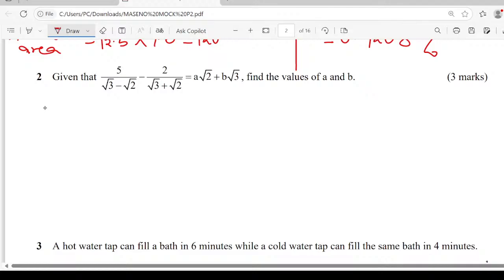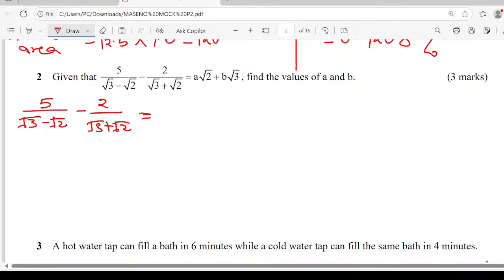We've been given 5 over root 3 minus root 2, then minus 2 all over root 3 plus root 2. If you look at these questions, this is like saying fractions. Okay, I'm seeing someone, Abdimajid from Maseno School. Wonderful, wonderful.